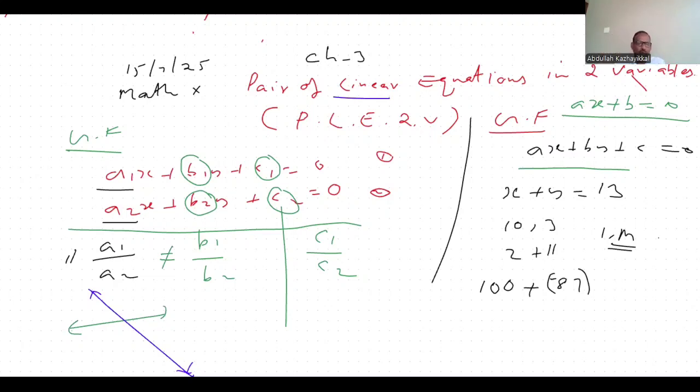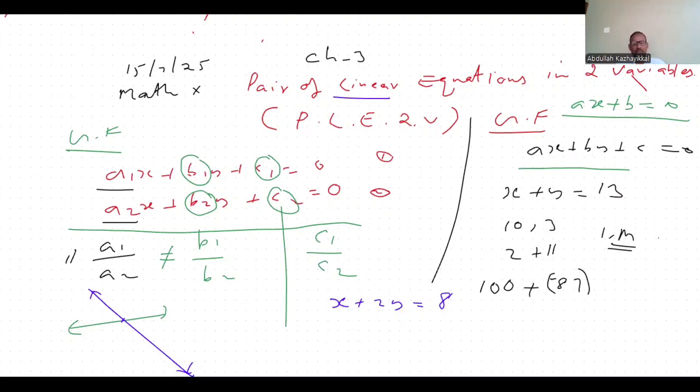Now here is the point: A1 by A2 is not equal to B1 by B2. For example, suppose I am writing one equation here. Any equation I can write, it doesn't matter. x plus 2y is equal to 8.